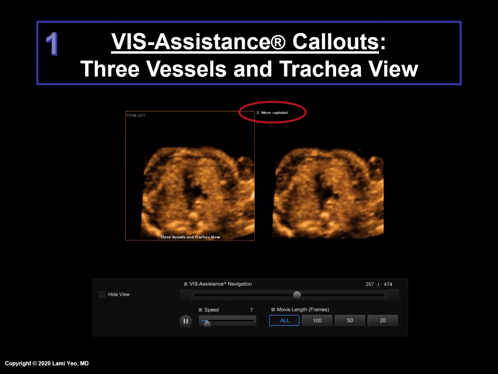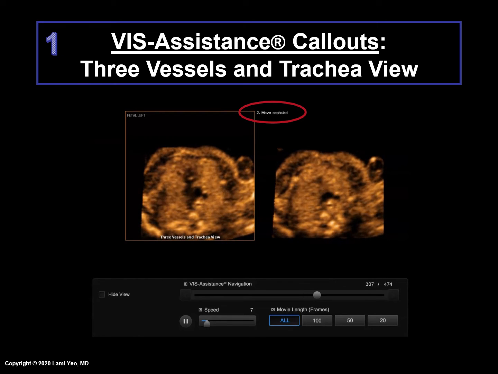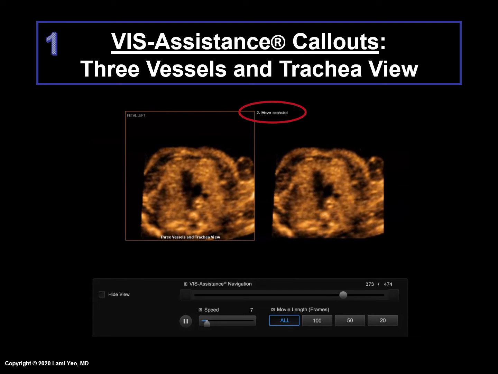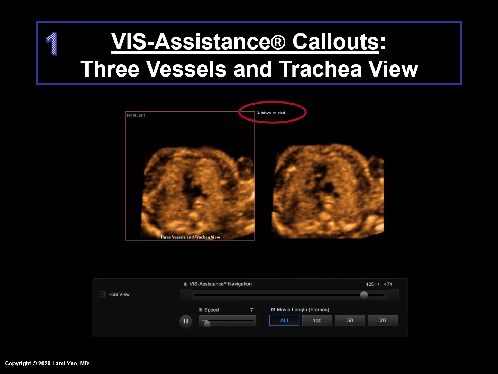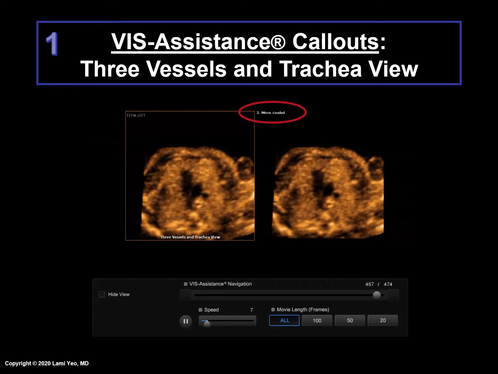The second callout states move cephalad, and at this time the transverse aortic arch is being shown through VISA. The third callout states move caudad, and during this VISA navigational movement, the 3 vessel view is again being shown. At the end of VISA, the callout states end.